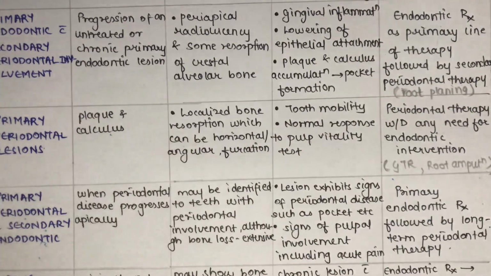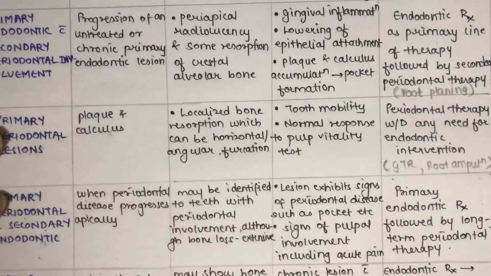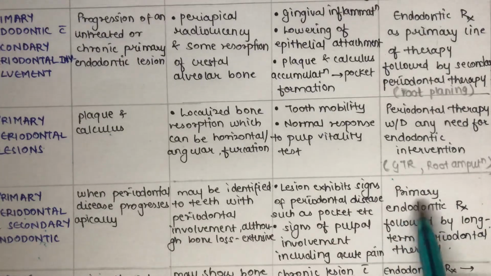Why so? Now I'm going to give all the valid reasons why you should go for primary endo. Let any region be, rather than the primary periodontal lesion, the treatment modality will always be, first you have to go with the endodontic treatment. Keep this in mind that whatever the lesion is, the treatment modality is first you are doing the endodontic treatment and then you are doing the periodontal treatment.